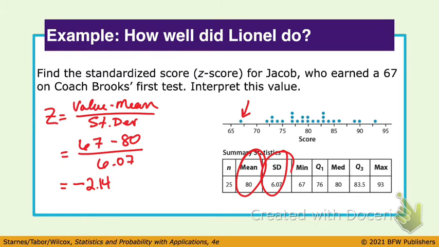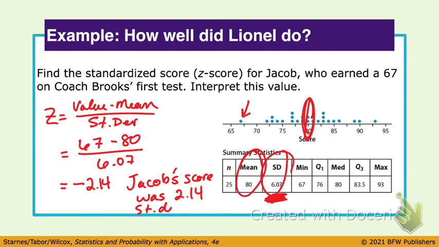That negative tells us that Jacob was below the mean. Remember, the mean is 80, and so we can see, obviously, that Jacob is below the mean. And not only do we know he was below the mean, but we know that he was 2.14 standard deviations below the mean. So Jacob's score was 2.14 standard deviations below the mean. The reason we're saying below is because it was negative.